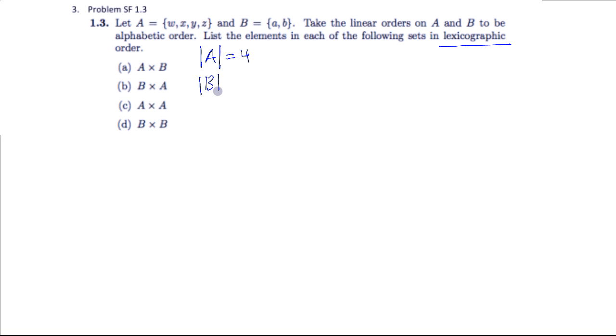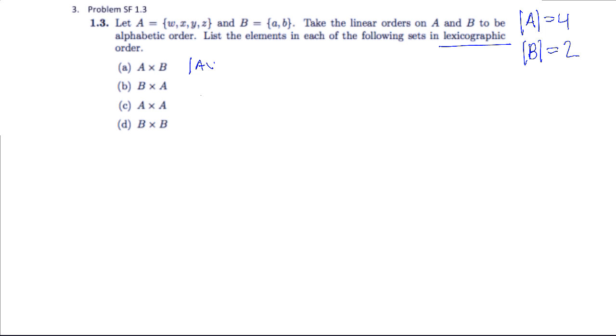Let's see, I'm going to start this over. We have two sets. A has 4 elements in it, and B has 2 elements in it. And we're looking at 4 different cross products here. We're actually looking at all different possibilities of the cross products of these two sets. And the first thing I'm going to do is look at what I think the sizes of these cross products are going to be.